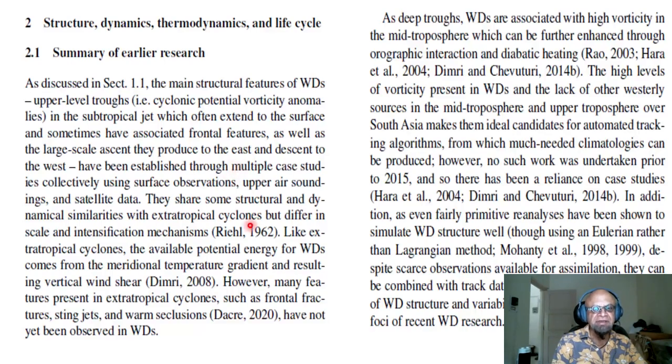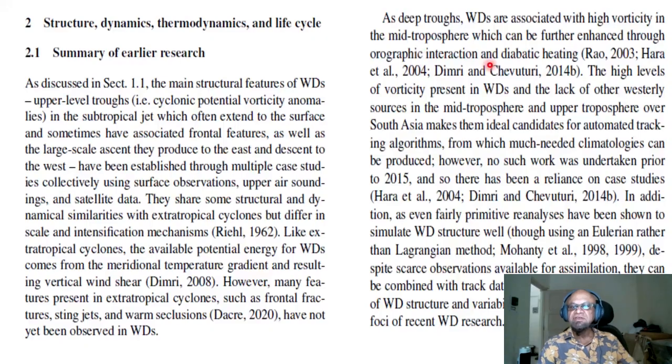They share some structural and dynamical similarities with the extratropical cyclones, but differ in scale and intensification mechanisms. There are some details on this in this section that I'm going to skip. Like extratropical cyclones, the available potential energy of WDs comes from the meridional temperature gradient and resulting vertical wind shear, which is what we call baroclinic instability as well. However, many features present in extratropical cyclones, such as frontal fractures, strong jets, and warm seclusions, have not yet been observed in WDs. If you don't know what they are, don't worry about it. It's just saying that WDs are not exactly like extratropical cyclones.